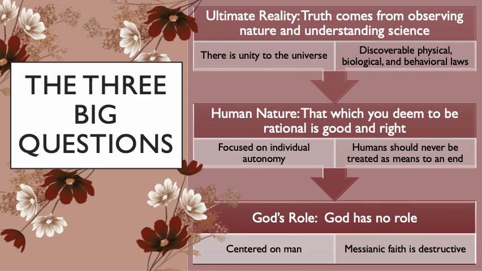Human nature has to do with individual autonomy and this idea that that which you as an individual deem to be rational is good and right, up to the extent that what you deem to be good and right is not treating another human as a means to an end. If you are treating somebody else as a means to an end, then whether you deem the act good and rational or not, it is overall not good or rational.